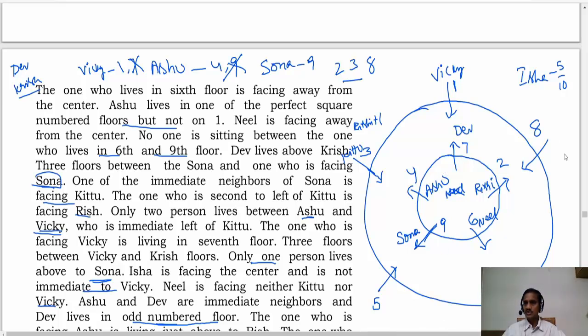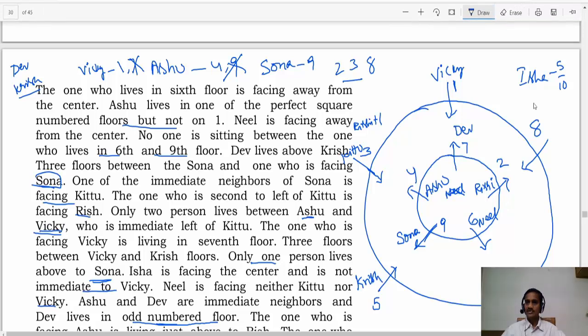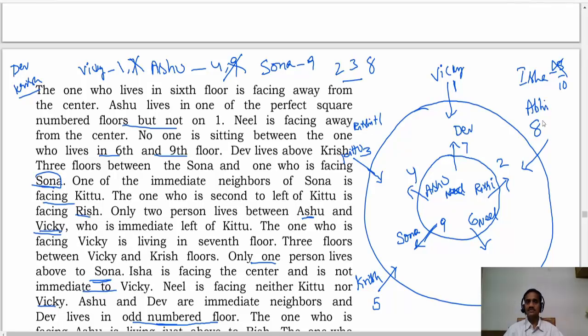Krish should be in these 3 places. Lesser than 7, so what is Krish? Krish is 5. If Krish is 5, then Isa is 5 or 10, and Isa cannot be 5, hence Isa is 10. And if Isa is 10, Abi is the person left over. Abi is 8. Done. Now this is how these 10 persons were seated around this circular table. 2 circular tables, 5 in the inner circle and 5 in the outer circle.